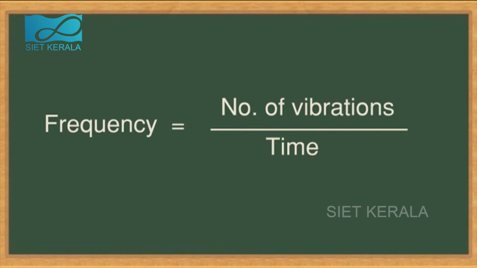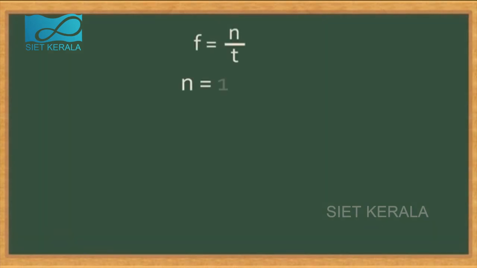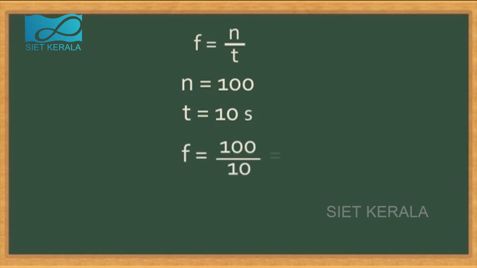For example, if the number of vibrations executed by the particles of media is 100 in 10 seconds, then the frequency equals n divided by t. Here n equals 100, t equals 10 seconds, f equals 100 divided by 10, that is equal to 10 Hz. The SI unit of frequency is Hz. Here the frequency equals 10 Hz.